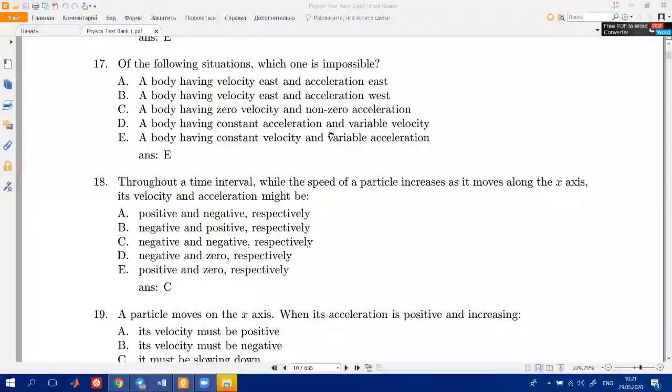And the last one, a body having constant velocity and variable acceleration. If a body has acceleration, variable or not, velocity will not be constant. If the body has an acceleration, velocity changes. It's not constant. So this is impossible. Is it clear?